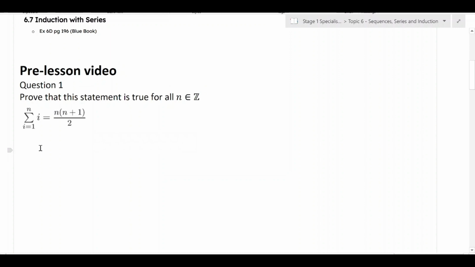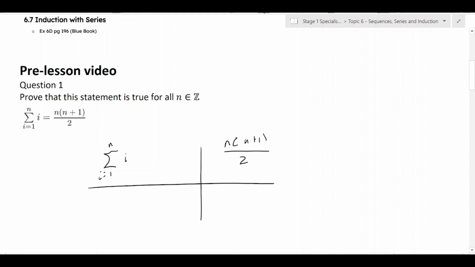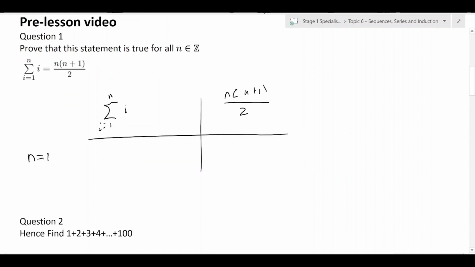So we've got a statement like this here, which is saying that this sum on the left is equal to this thing on the right. Now, let's just work out essentially what this is on the left and the right and make sure this statement makes sense. So here I'm going to have the sum, i equals 1 to n of i. Here I'm going to have n(n+1)/2. And we'll try it for a few different n values. So let's try it for n equals 1 first.